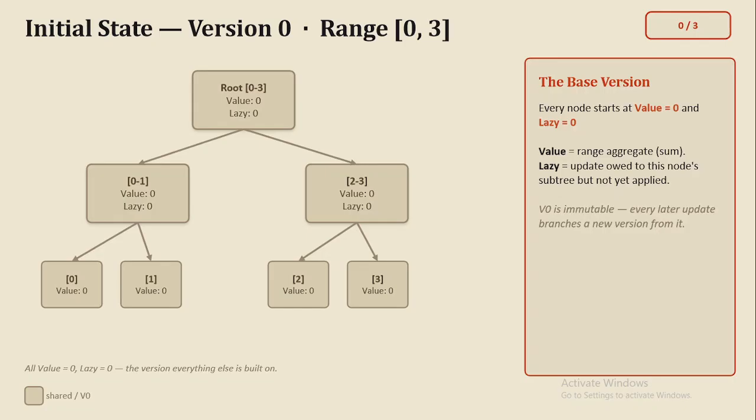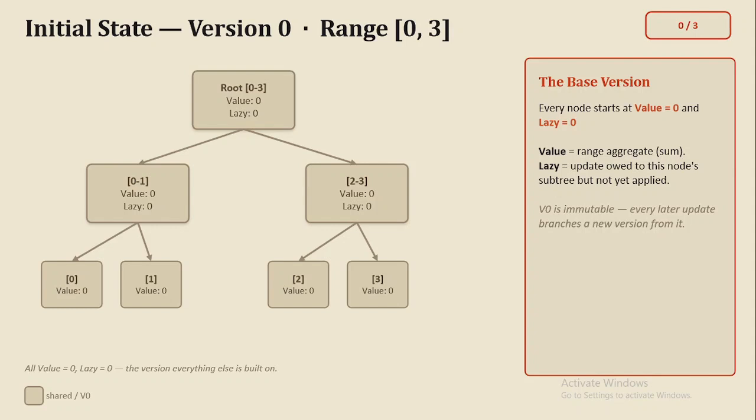In lazy propagation, a regular segment tree lets us query and update ranges efficiently. A persistent one goes further. Lazy propagation allows us to change the value in a range simultaneously without going to each individual index.